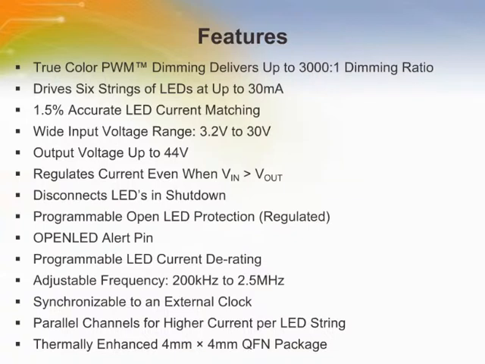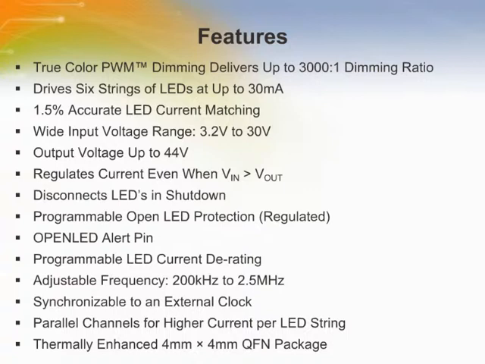The LT3598 is a 45-volt, 2.5 MHz DC-to-DC boost mode converter designed to operate as a constant current LED driver for up to 60 white LEDs. The LT3598 can drive up to 6 strings of LEDs, each with up to 10 30-milliamp white LEDs in series, while delivering efficiencies up to 90%. Its input voltage range is 3 volts to 30 volts.